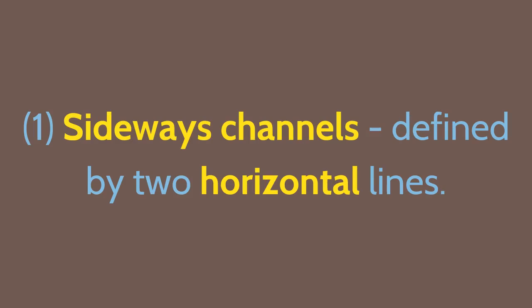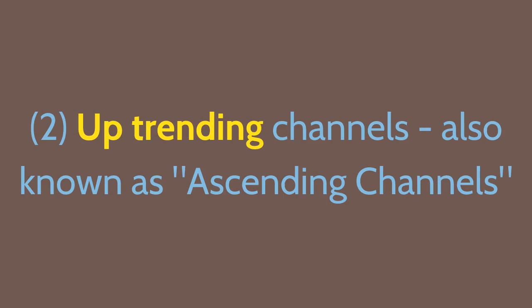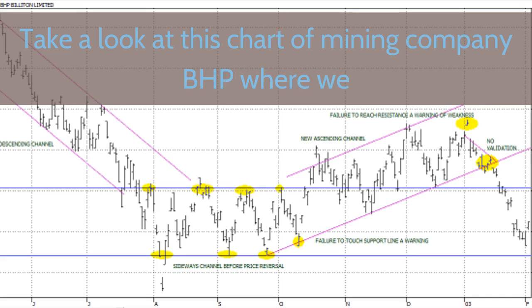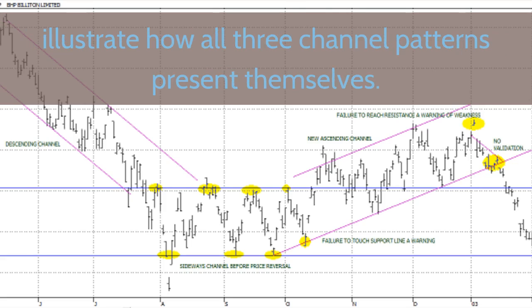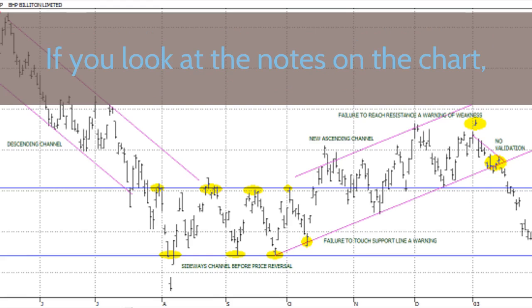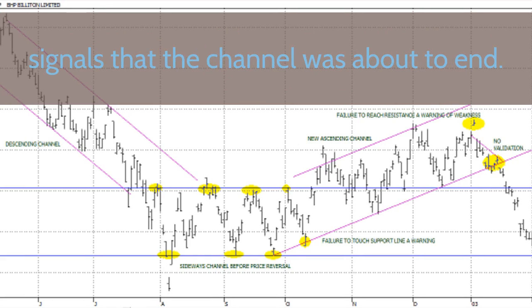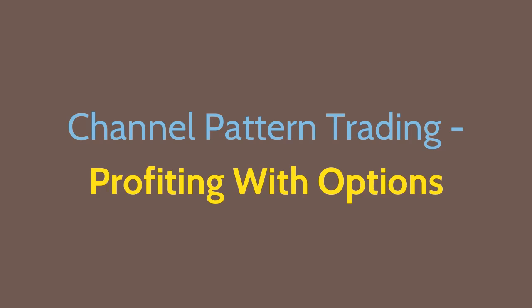Channel patterns can take three forms. Firstly, we have sideways channels, defined by two horizontal lines. Then there are uptrending channels, also known as ascending channels. And finally, we have downtrending channels, also known as descending channels. Take a look at this chart of mining company BHP, where we illustrate how all three channel patterns present themselves. If you look at the notes on the chart, you'll also observe some warning signals that the channel was about to end.